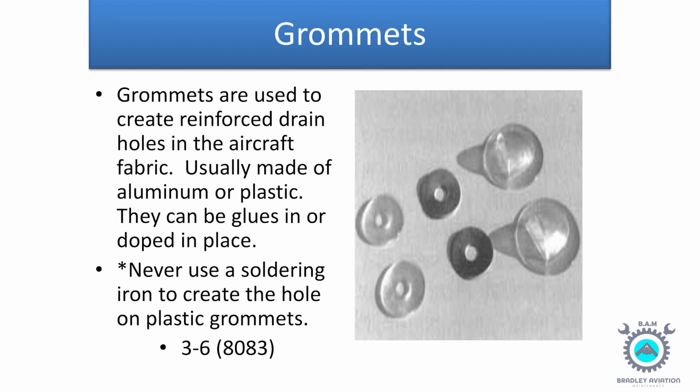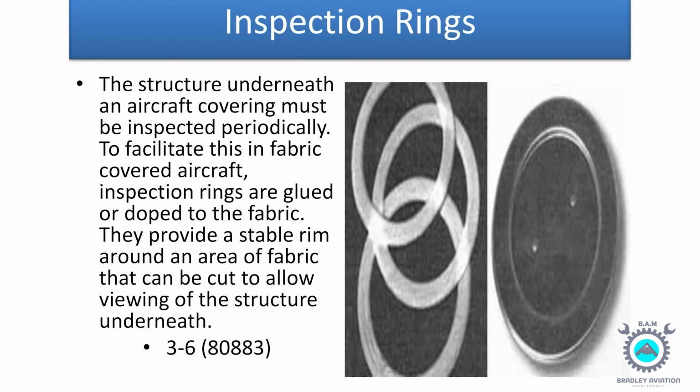Inspection rings. The structure underneath an aircraft covering must be inspected periodically. To facilitate this in fabric-covered aircraft, inspection rings are glued or doped to the fabric. They provide a stable rim around an area of fabric that can be cut to allow viewing of the structure underneath.